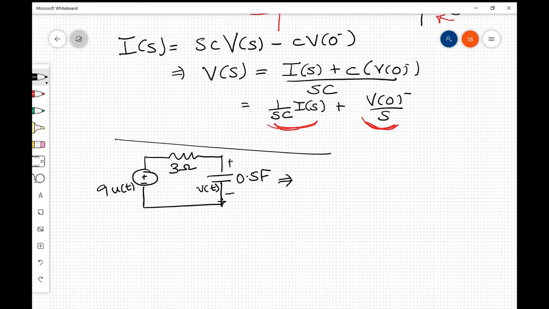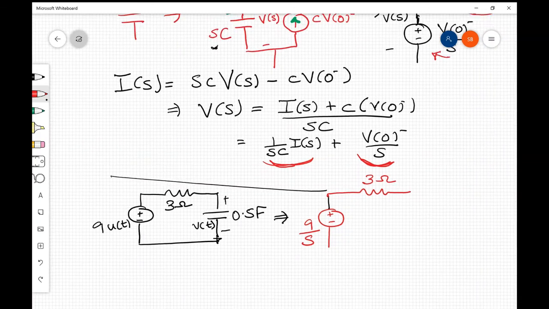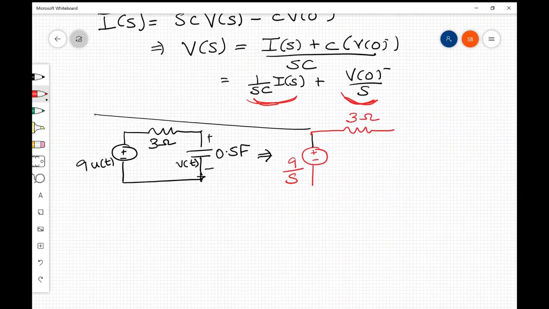So what do we do? We first convert this into its Laplace transform. So the 9, let me use a red ink, will be 9 U at t, the 9 step function, which is going to be 9 over S, because we know that U at t is always 1 over S. The resistor is always going to be the same resistor, 3 ohms. Now the capacitor, if we apply this conversion, will be a capacitor in parallel, which is 2 over S, because 1 over 0.5 is 2 over S.